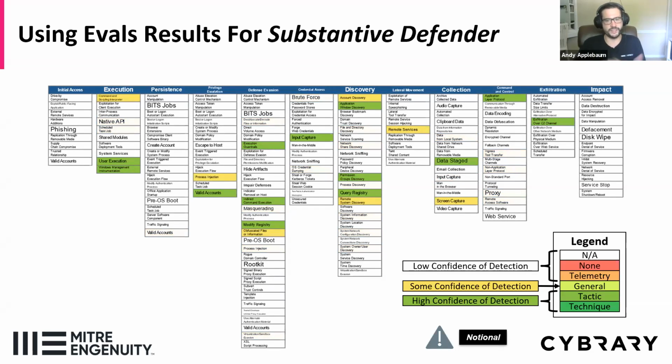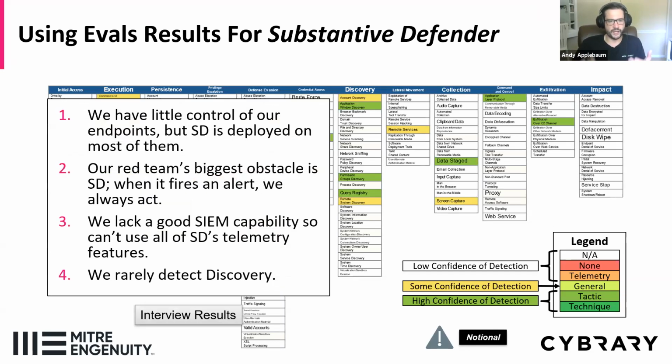And when you do that, you can see the color scheme changes. Now this is familiar to what we originally proposed in that first slide that we kicked off with. Now this makes sense at face value, but in practice, it's not entirely accurate. The reason is that we also have these interview results, which say how the new path SOC is using Substantive Defender. If you go through these, you'll find that number 2 says their red team's biggest obstacle is this specific tool. And they have so much confidence in the tool that when it fires an alert, they always act.